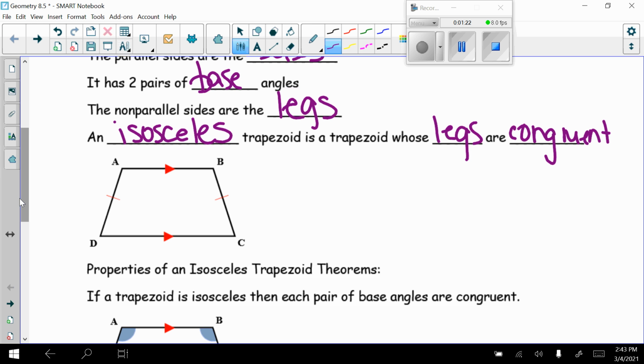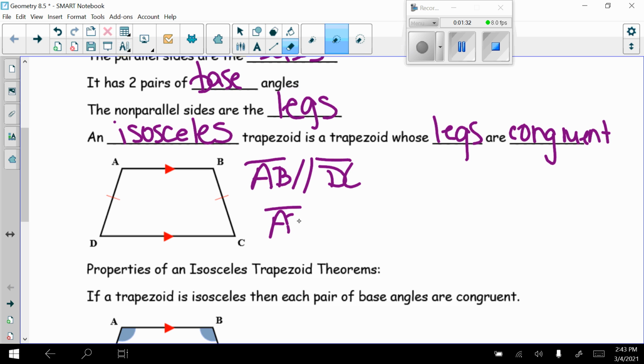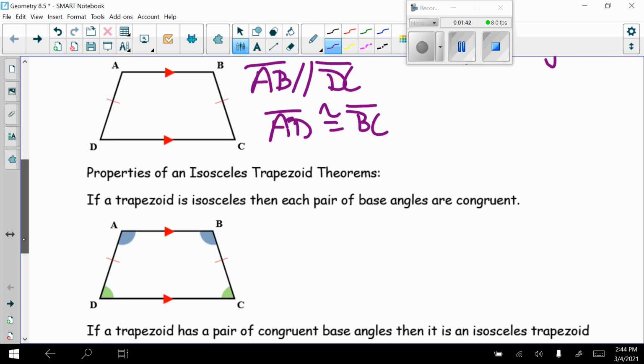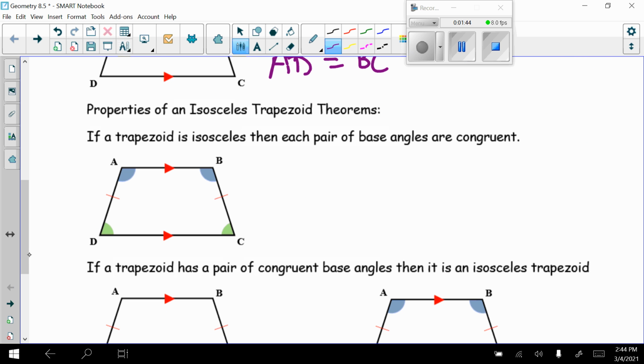So here in an isosceles trapezoid, I know that AB is parallel to DC, and I know that AD is congruent to BC. So we're going to talk about the properties of an isosceles trapezoid. If a trapezoid is isosceles, then each pair of base angles are congruent. So angle A is congruent to angle B. They both sit on the same base. Angle C is congruent to angle D because they both sit on the same base.